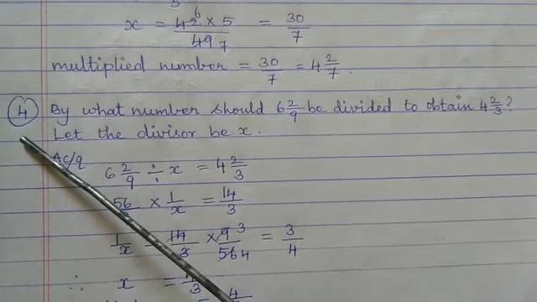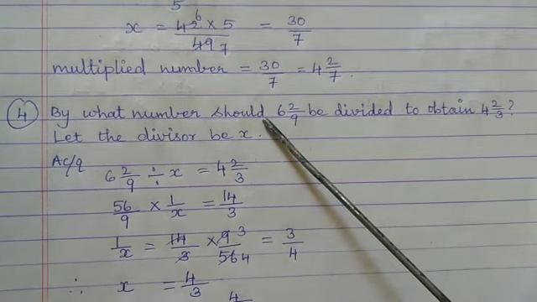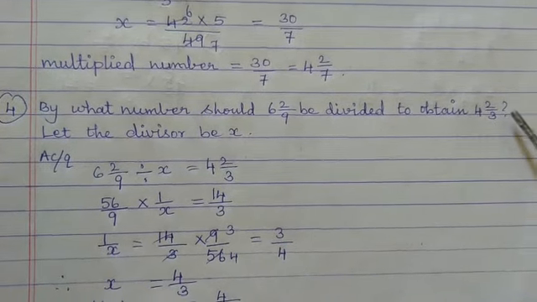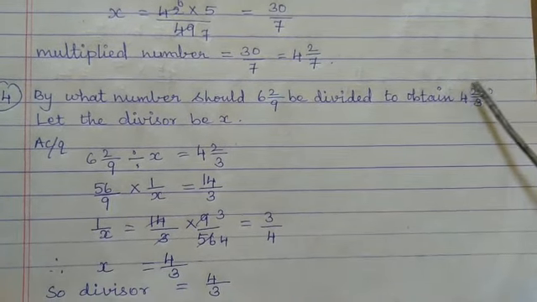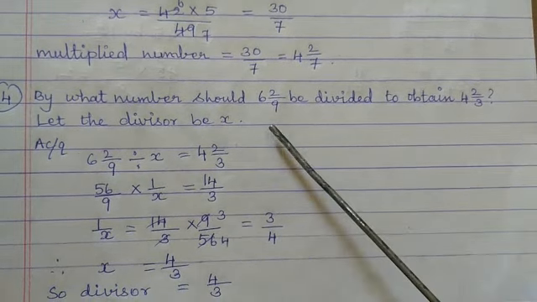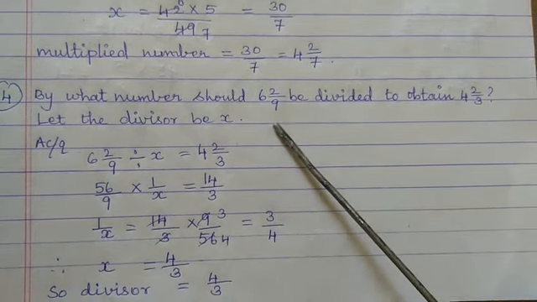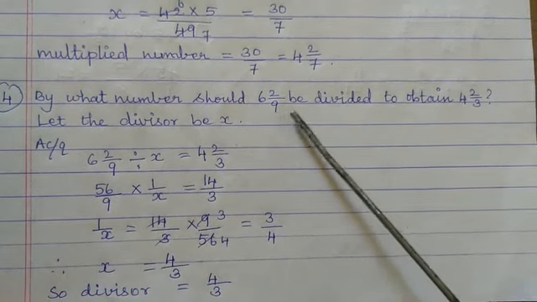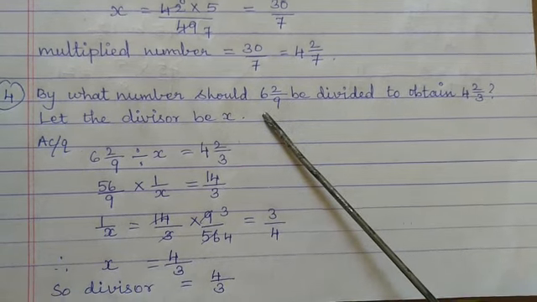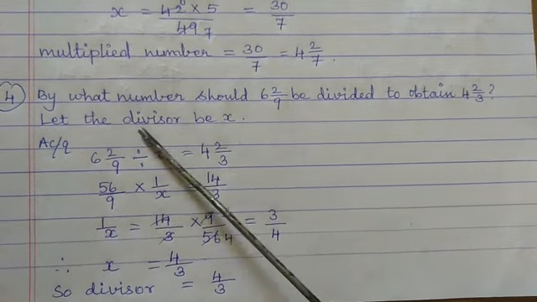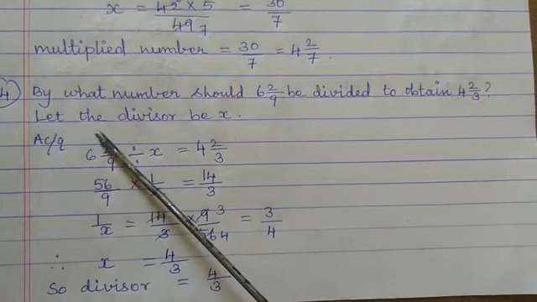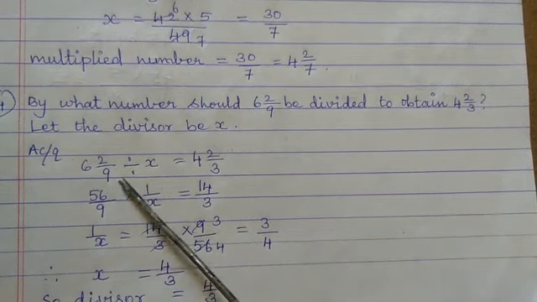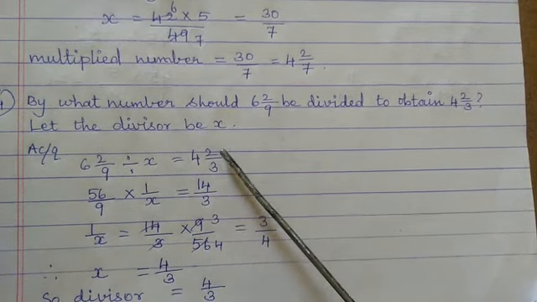Now question number 4. By what number should 6 2/9 be divided to obtain 4 2/3? Obtain means that the result will be 4 2/3. Here we have a confusion: is 6 2/9 the dividend or the divisor? Once again read the question. 6 2/9 be divided, so it is the dividend. Now we have to find the divisor. So let the divisor be x. According to the question, 6 2/9 divided by x is equal to 4 2/3.